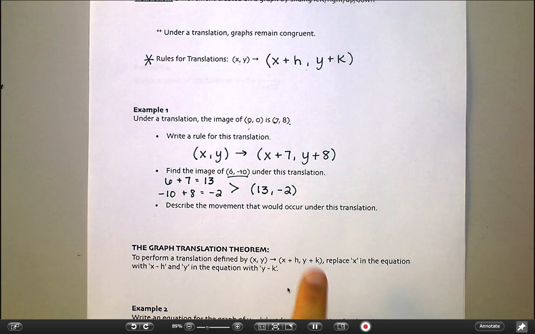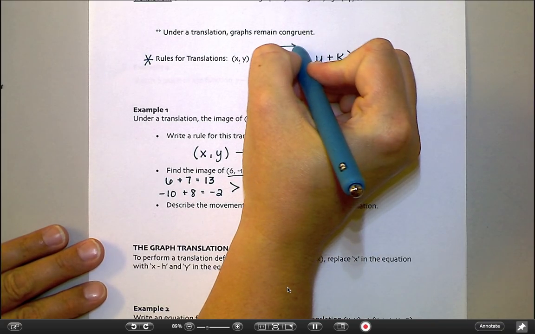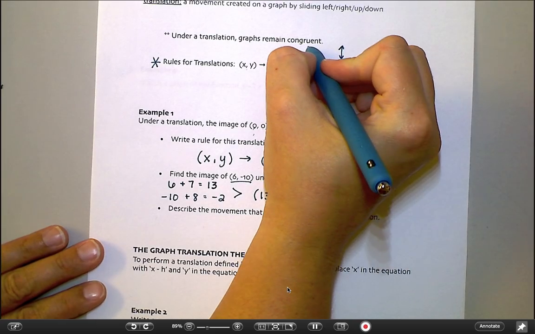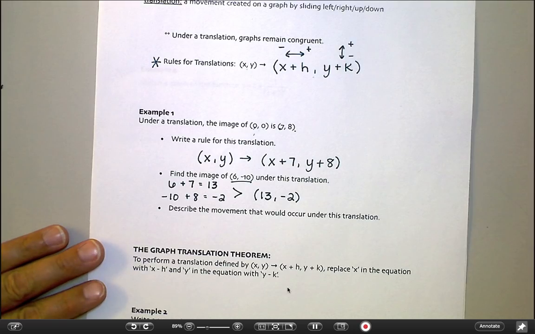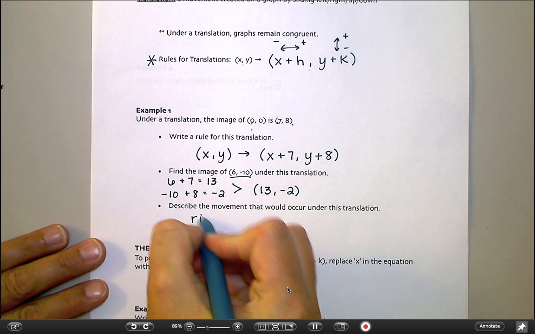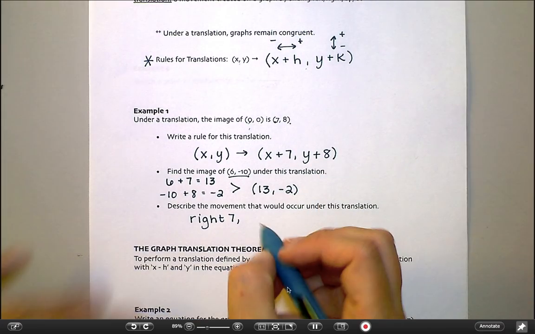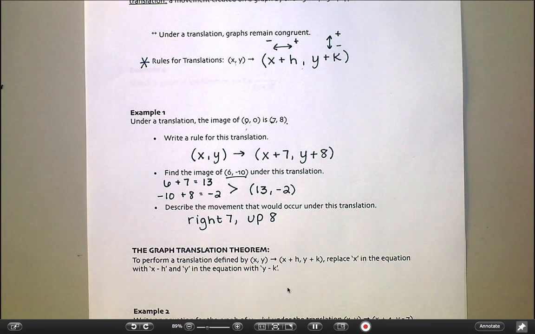So now I want to know what movement just happened. What did we just do? If we went from (6, -10) to (13, -2), where did we move to? Well, remember, x is always going to control left to right. Maybe I'll write that up here with the rule. x is always controlling left to right. y is always controlling up and down. To the right is positive, to the left is negative. You know this if you know what a graph looks like. Up is positive, down is negative. So looking at this, x plus 7 means we must have moved to the right by 7. And then y plus 8 means that we must have moved up by 8. That's where this translation would move us to.